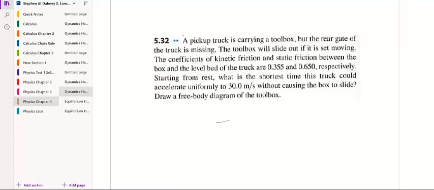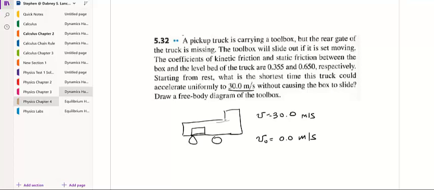Okay, so let's draw a picture here. You've got a toolbox in here, and if you accelerate the truck too fast, then it's going to slide out the back. So the problem is telling you the final velocity and the initial velocity, and it's asking for time. So we only have two things. What we've got to do is calculate the acceleration from Newton's second law, which we can then use to find the time. Then we'll have three things.